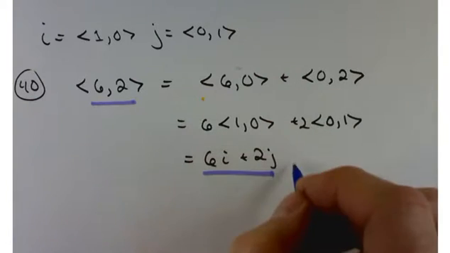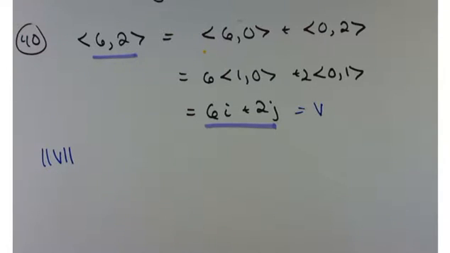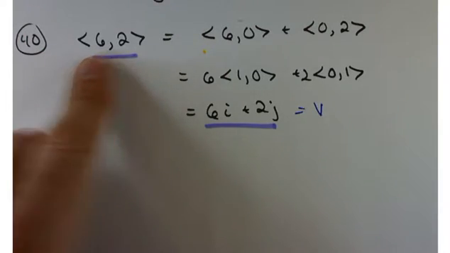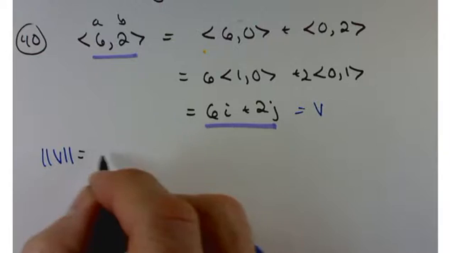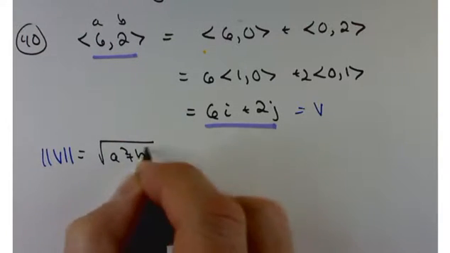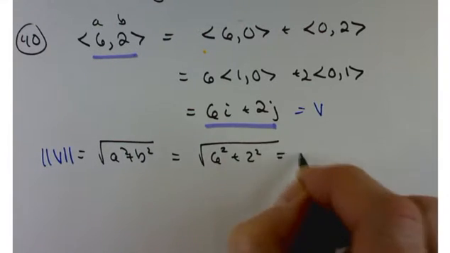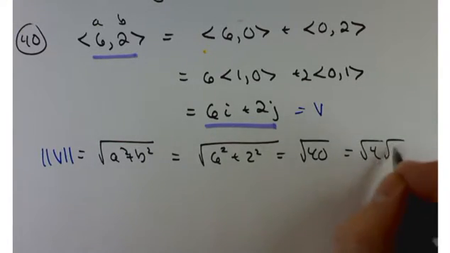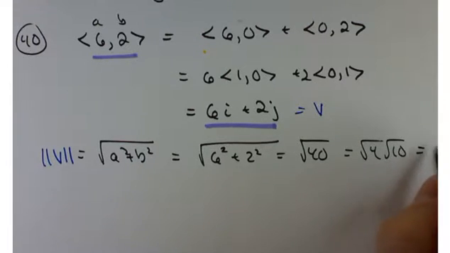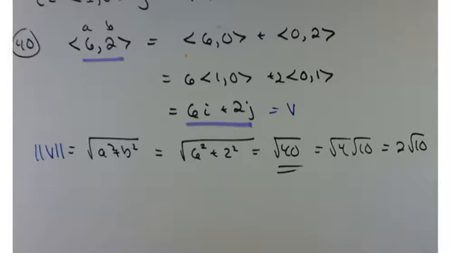Either way, if this is vector v, let's see if we can find the length of vector v. I'm going to go back to this notation here. This notation here works as well. This is your a and this is your b in the formula, the square root of a squared plus b squared. 6 squared plus 2 squared gives me 40. I'm not really concerned about whether or not you want to simplify it by writing it as 4 times 10 and the square root of 4 is 2. I mostly care about the square root of 40. That's the important part that I want you to see.